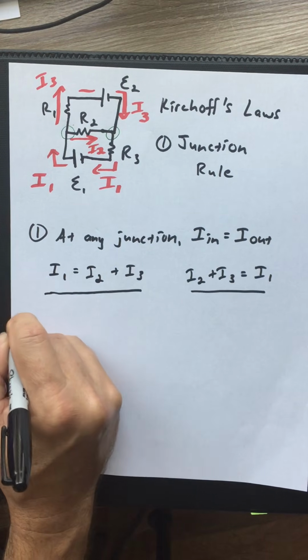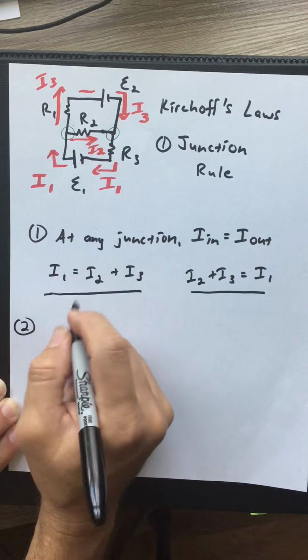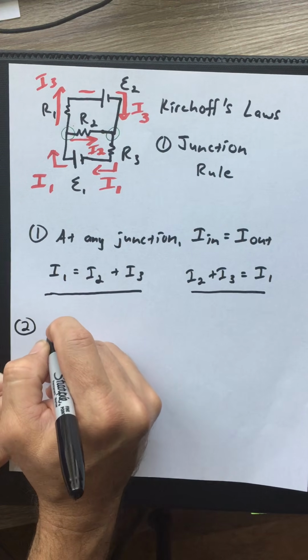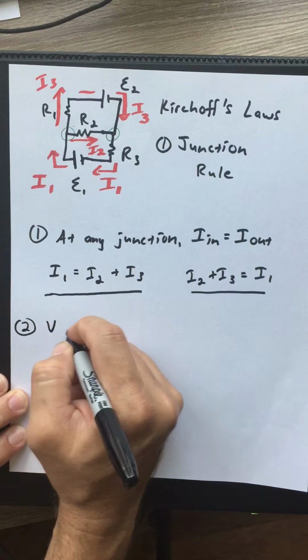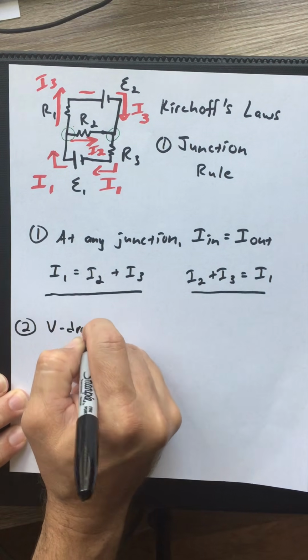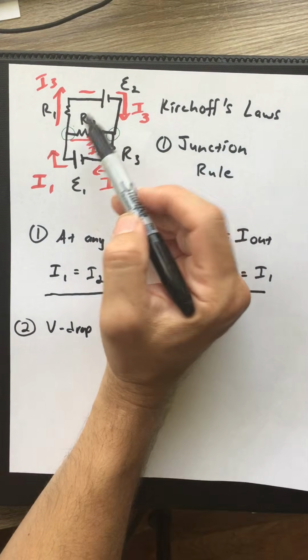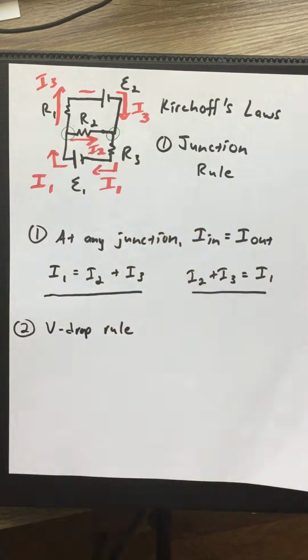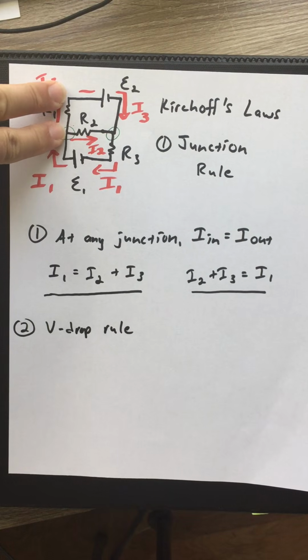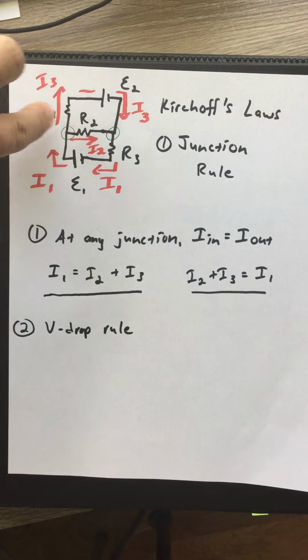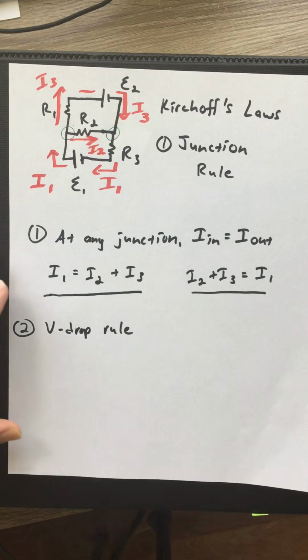Two, though, is usually called the potential rule or the voltage rule. I'll call it the V drop rule. We know what a voltage drop is, right? As I move across a resistor, I experience a change in electric potential from one side of the resistor to the other. That is, if I measure across the resistor, if I drop two probes of my multimeter, my voltmeter here, I will measure a change in potential across that resistor.